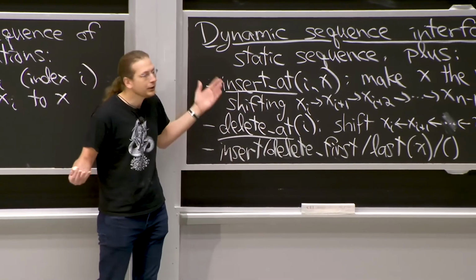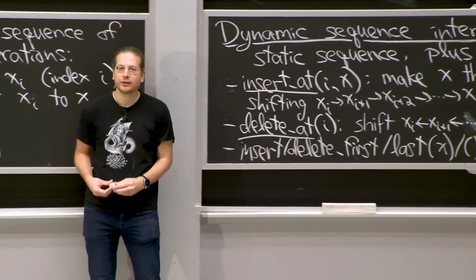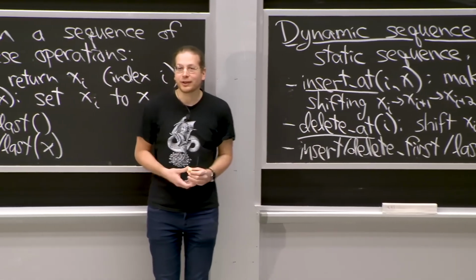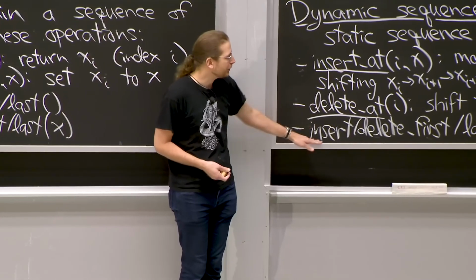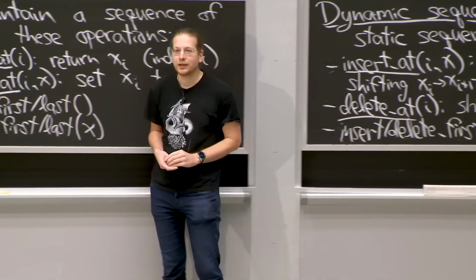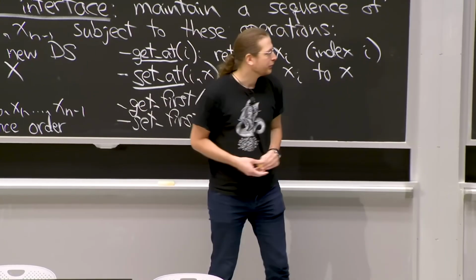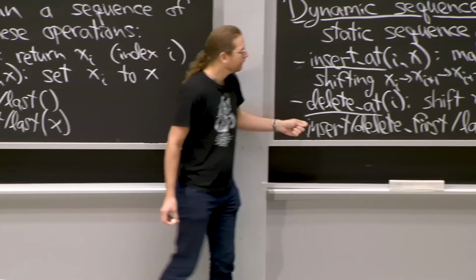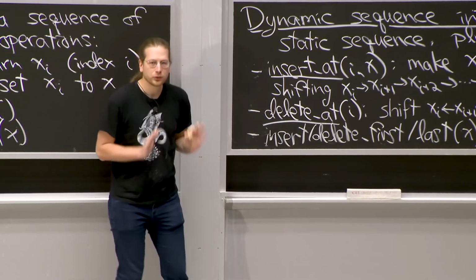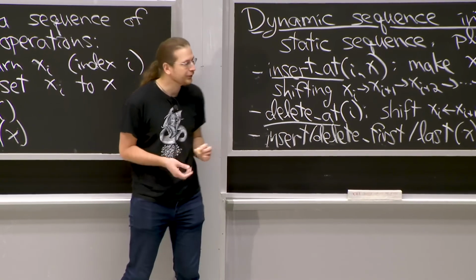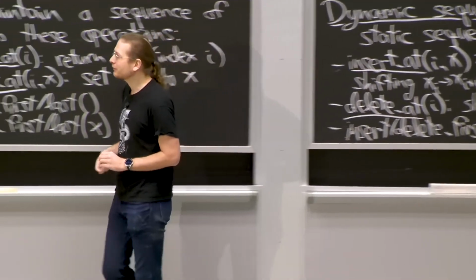So while ideally we could solve the entire dynamic sequence interface in constant time per operation, that's not actually possible. You can prove that. But special cases of it, where we're just inserting and deleting from the end, we can do that. And so that's why it's interesting to introduce special cases that we care about. Cool, that's the definition of the dynamic sequence interface. Now we're going to actually solve it.